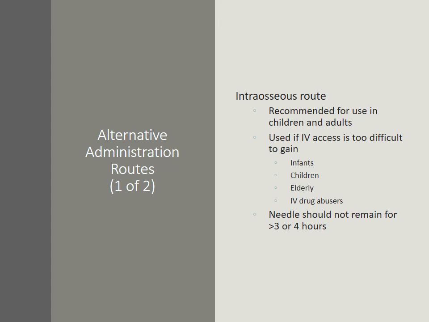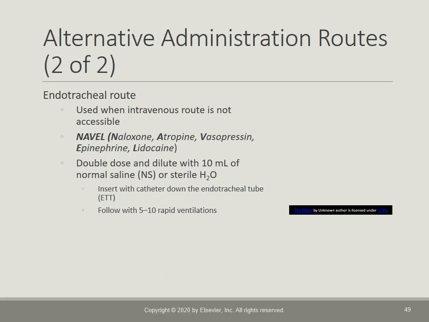Let's talk about some alternative routes of administration for some of these drugs. They can be given in a long bone. The intraosseous route is recommended for use in children and adults that are peripherally shut down. It can be used when IV access is lost or too hard to gain, like in infants, children, the elderly, or IV drug abusers. The needle should not remain in for more than 3 to 4 hours and should be secured.